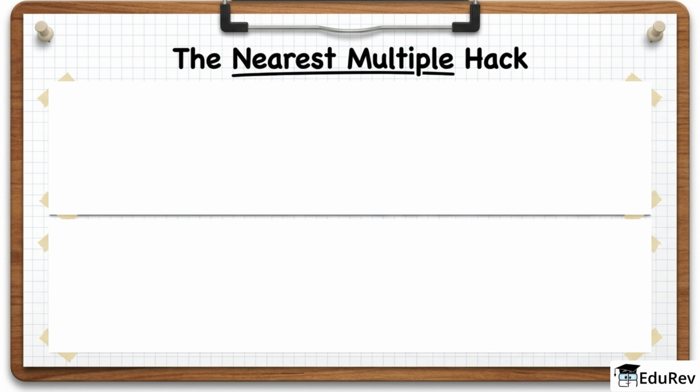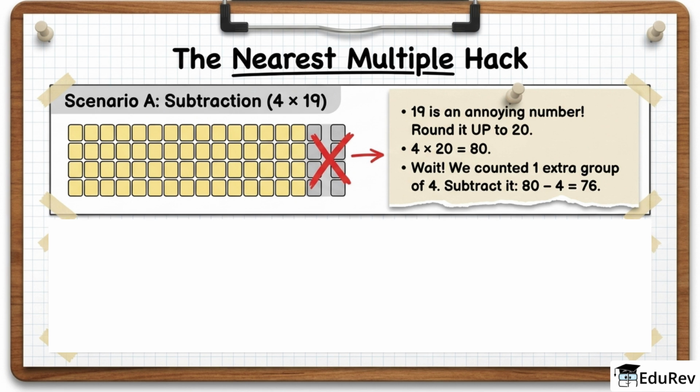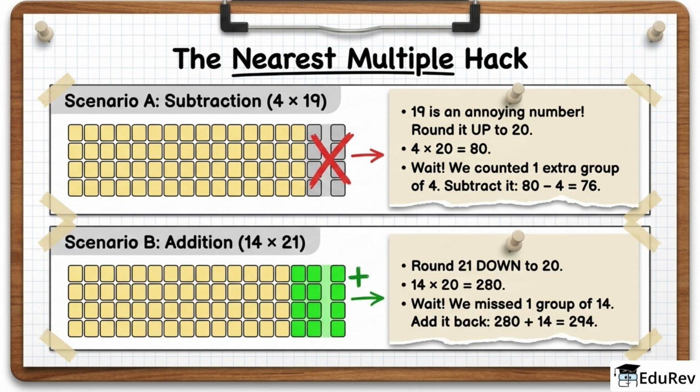Next is the nearest multiple hack. Let's say you need to calculate 4 times 19. 19 is an awkward number to multiply. Instead, round it up to 20. 4 times 20 is 80. But since we counted one extra group of 4, we just subtract it from 80 to get 76. You can do the same thing by rounding down. For 14 times 21, round 21 down to 20 to get 280, and then add back that one missed group of 14 to get 294.